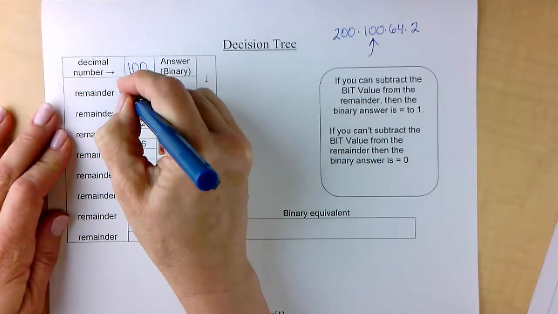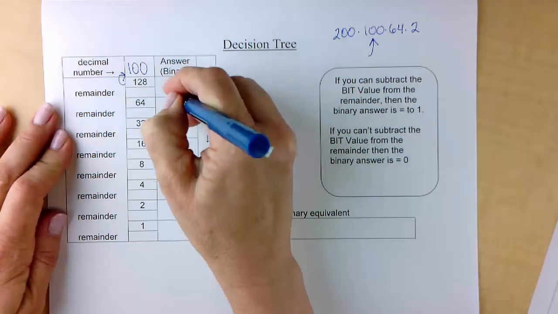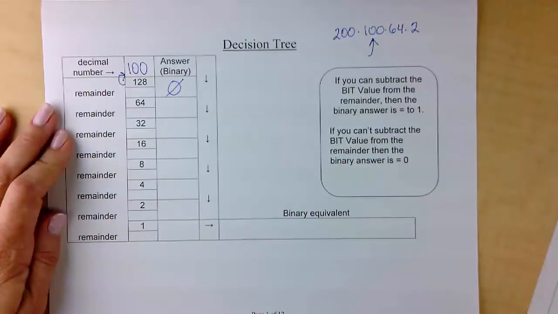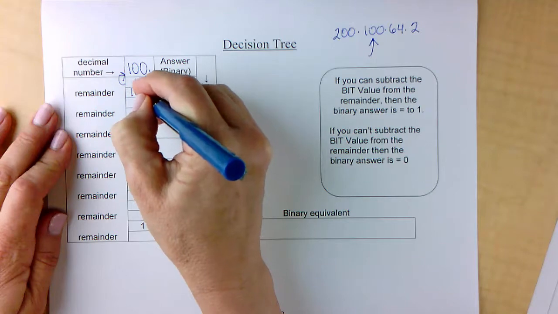Can 128 be subtracted from 100? It cannot. My binary is off. So I'm just going to bring the 100 down.